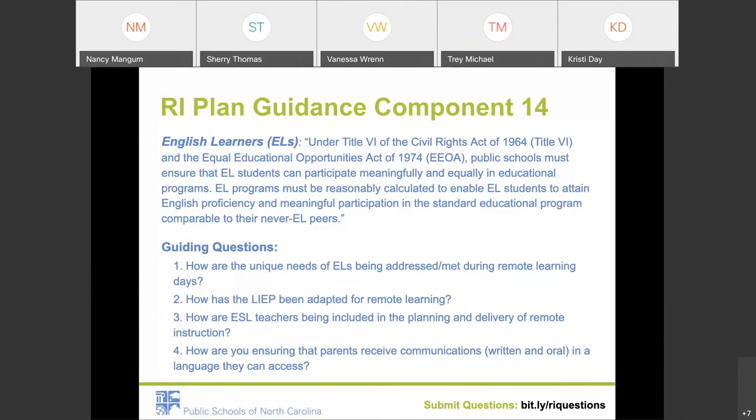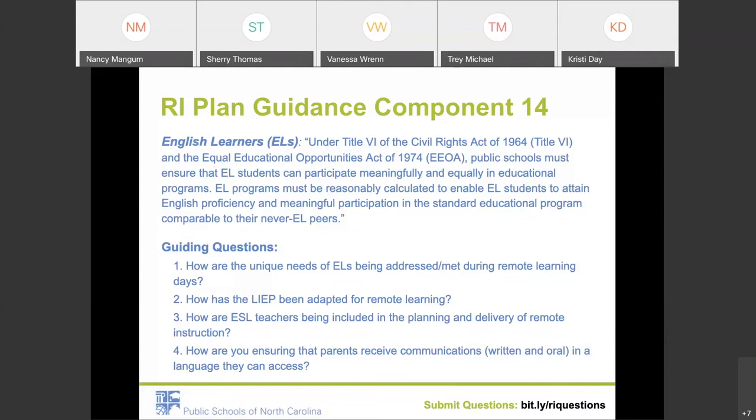Definitely think about ESL teachers and how they're being included in the planning and the delivery of remote instruction. They bring a lot of expertise. So how are they being pulled in to partner with content teachers to talk about the needs of those English learners so that English learners are accessing the content across the day with all areas, with all teachers? And then, of course, another important question to think about is how are you making sure parents receive communications, written and oral, in a language they can access? So how is that information getting home to parents in a way that they understand, you know, translation, translators? How is that playing a part in your plan for remote learning?